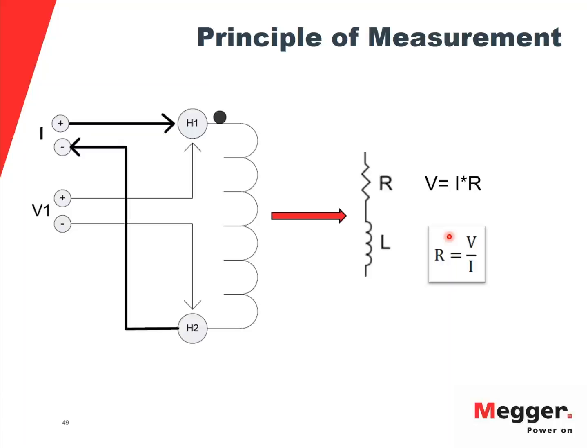So one of the most important things that we need to understand for winding resistance is that the current has to stabilize before I can get a reliable measurement. So my current has to be constant. It should not fluctuate. If it's fluctuating, you will not get a reliable and consistent resistance measurement.